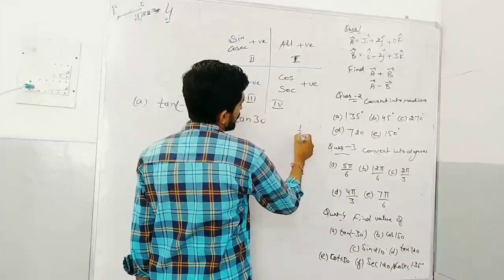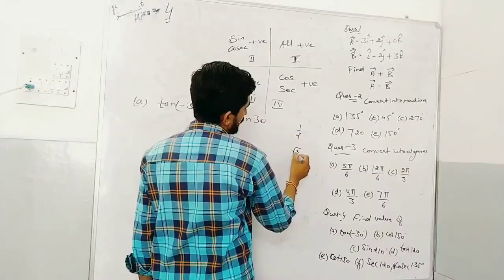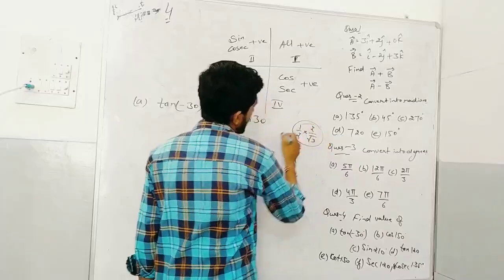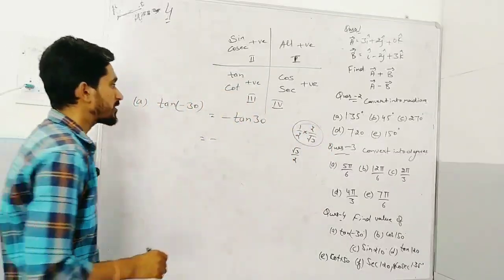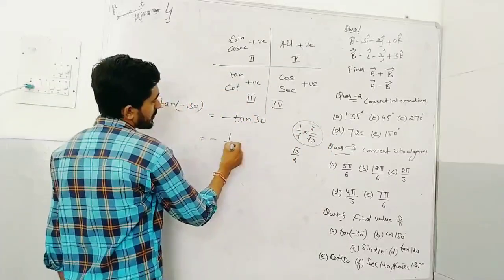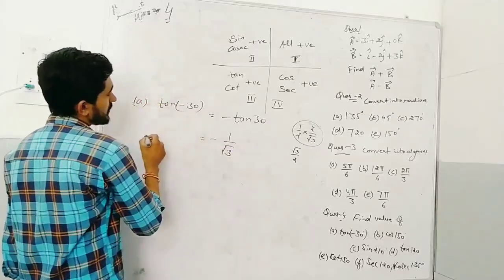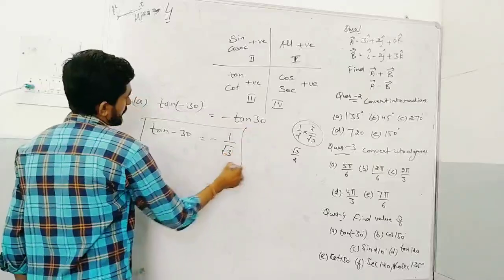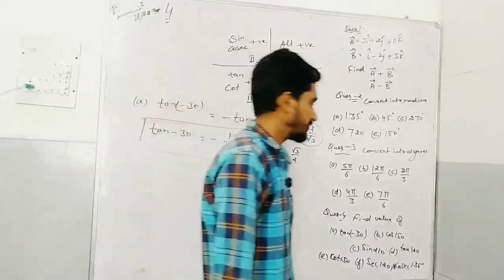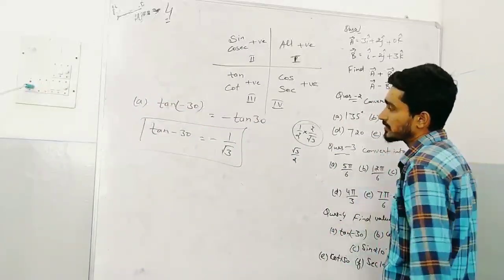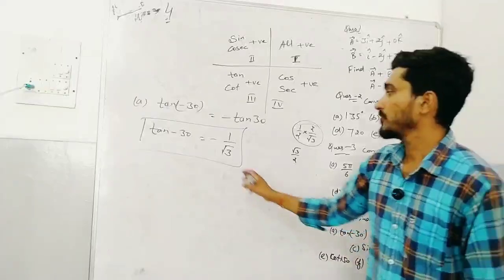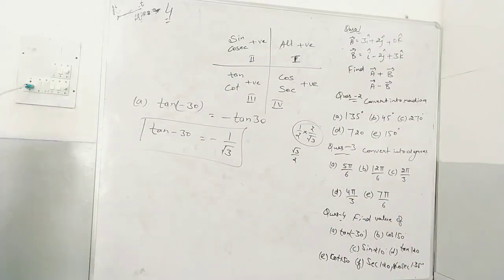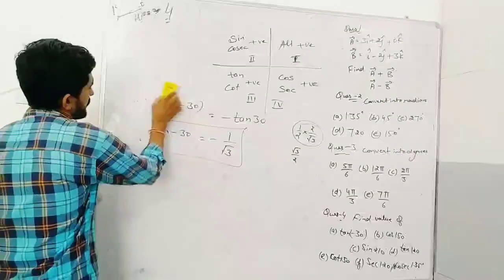Sin 30 is 1 by 2 and cos 30 is root 3 by 2. Then 2 upon root 3 cancels, and this gives me 1 by root 3. Then tan 30 is 1 by root 3. So the final answer is tan of minus 30 is minus 1 by root 3. I am erasing it.